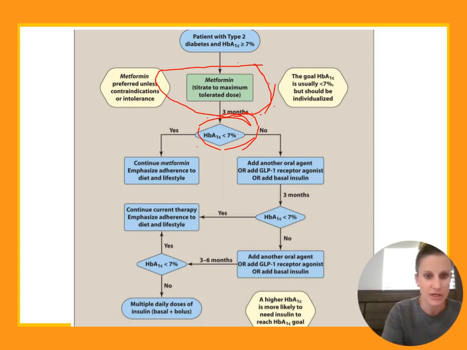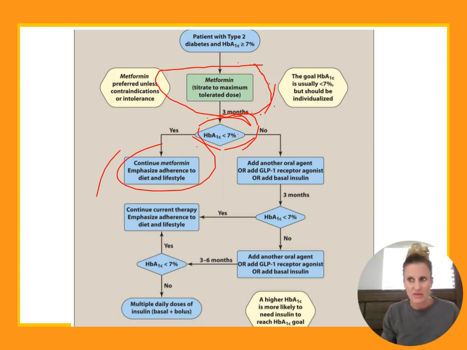If so, continue that metformin and emphasize diet and lifestyle modifications, which are extremely important in patients with diabetes. If the patient's not at goal, you're already at the maximum amount of metformin that they can tolerate. So at that point, you would need to add another oral agent, which we'll talk about. There are multiple other oral agents, or a GLP-1 agonist. A GLP-1 agonist, we'll talk about in part 2 as well. This is injectable, very effective, and a good agent to add on to that metformin.